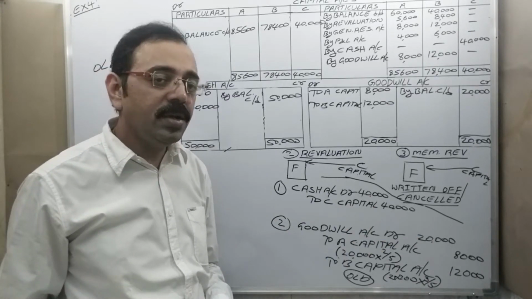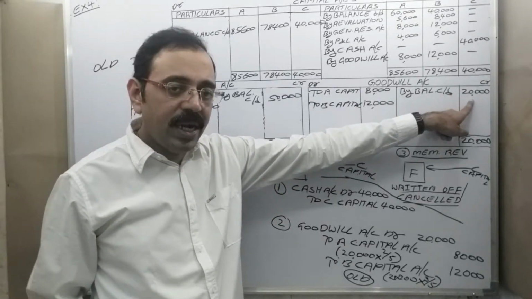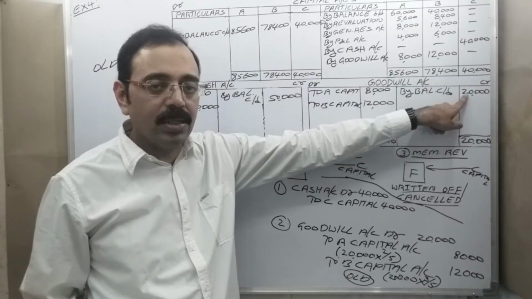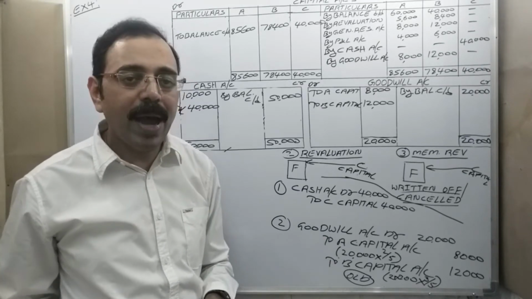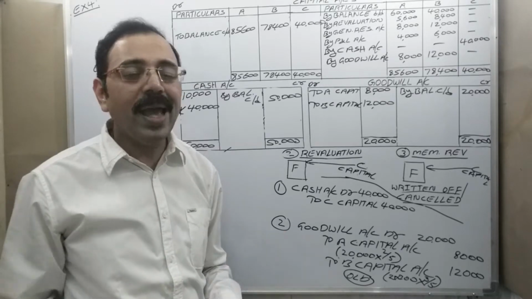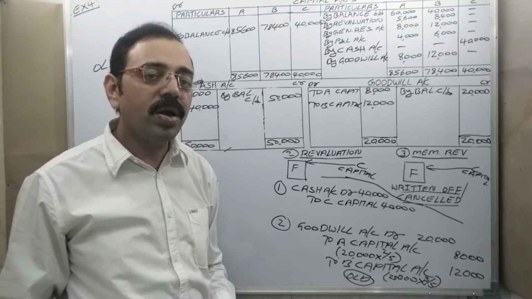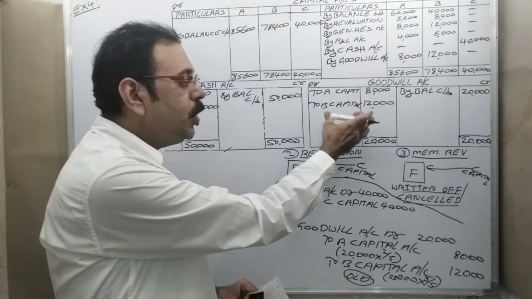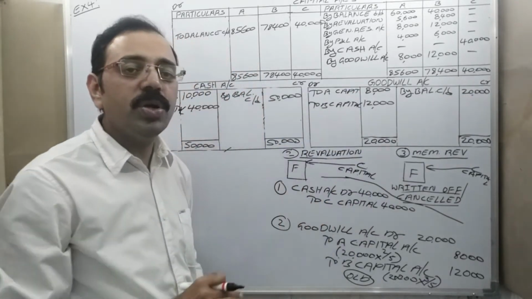We said we are writing balance carried down on the credit side. Which balance is this? Don't think that this is a credit balance. This is called a debit balance. If any account is showing a debit balance, then it may be an expenditure or it is an asset. Now goodwill cannot be an expenditure, so goodwill is an asset. So in the new balance sheet, on the asset side, we should also write this goodwill amount of 20,000.